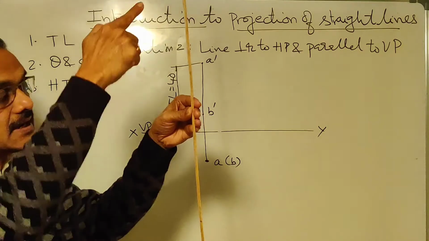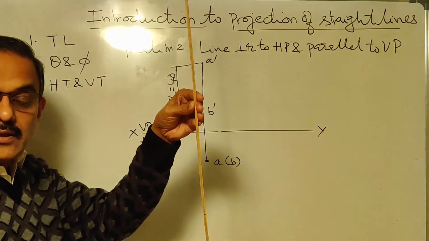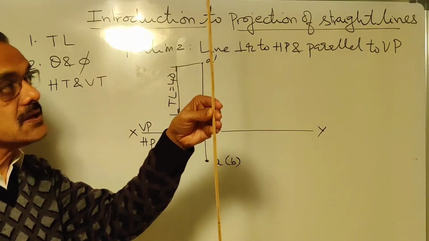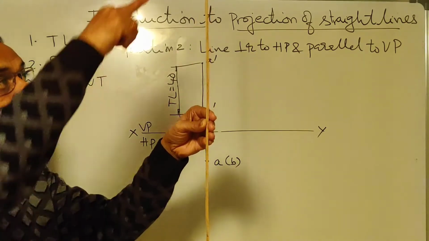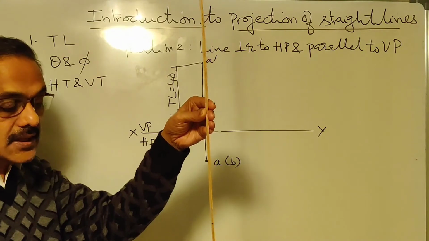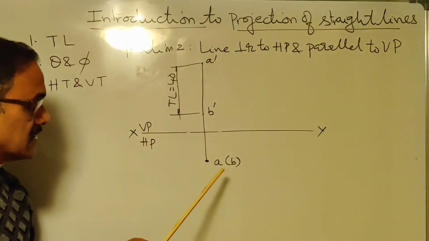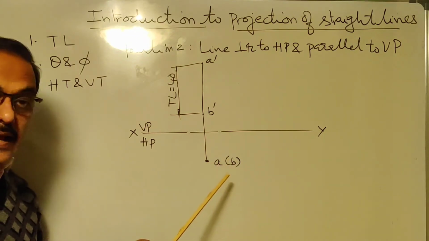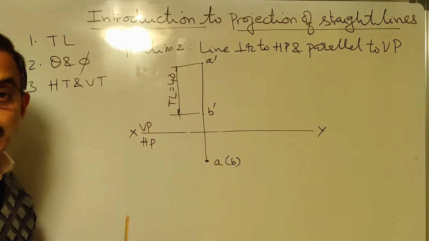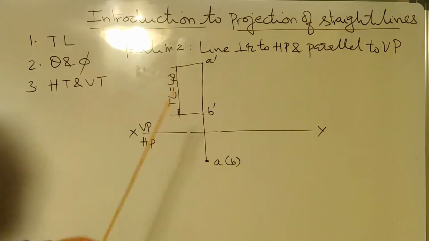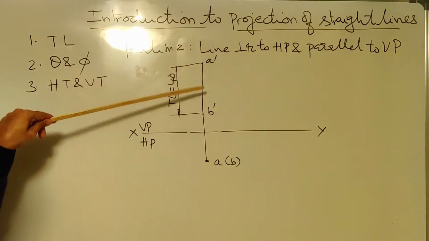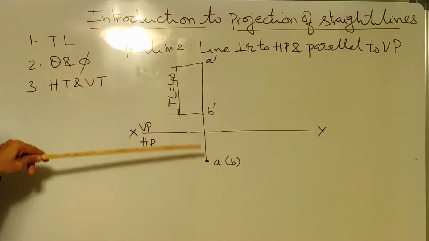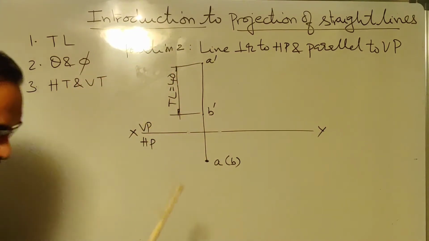And end B is exactly below A. So the observer will not be able to view end B. It just appears to be a point and only point A is visible to the observer. B is invisible. That's the reason why B is kept in brackets here. When a point is kept in brackets, it is understood that it is invisible to the observer. Okay? Here is the observer. The observer, object, plane of projection. So A is visible to observer, B is invisible. B is kept in brackets.